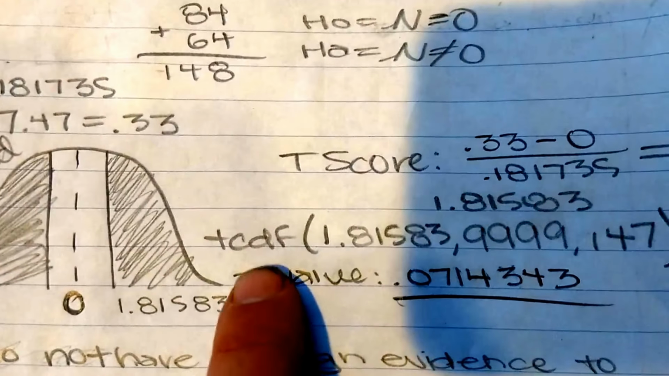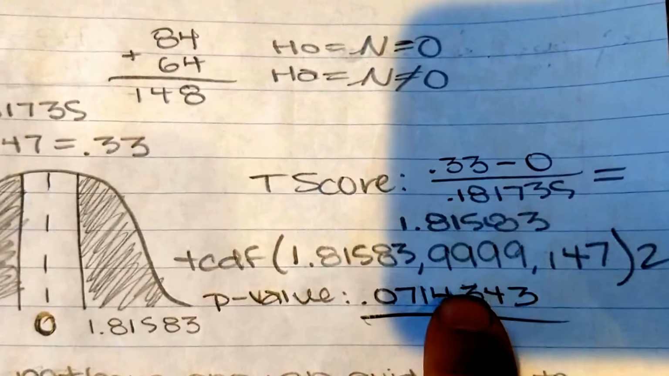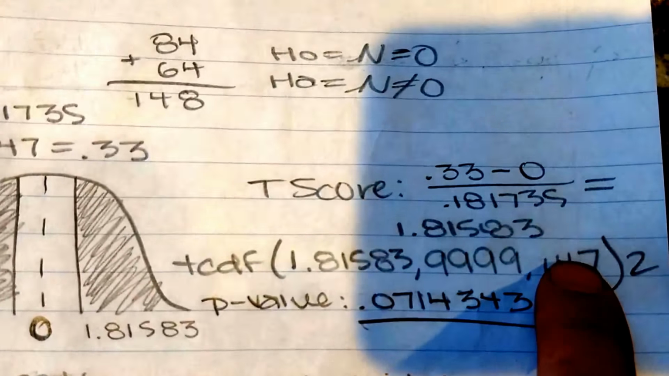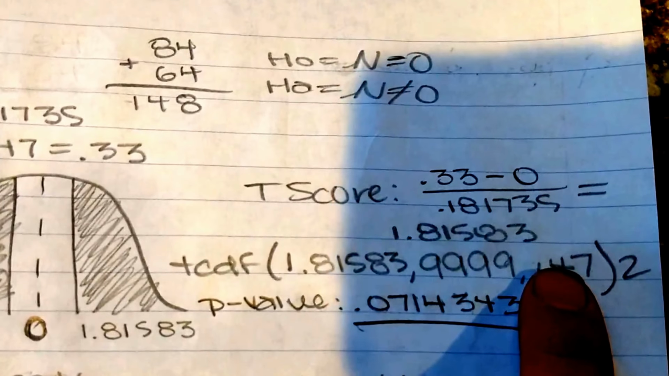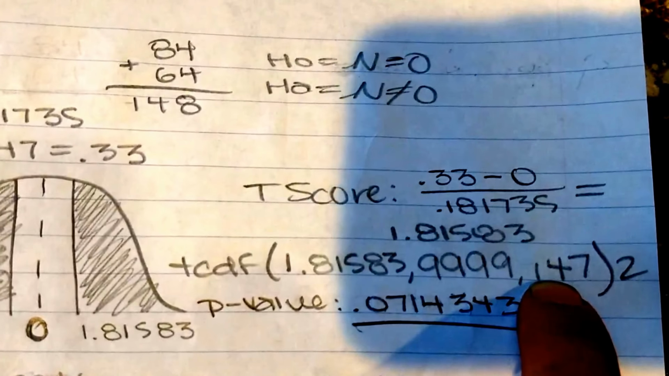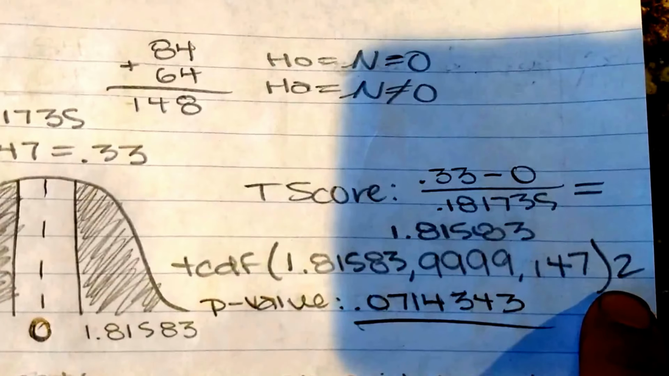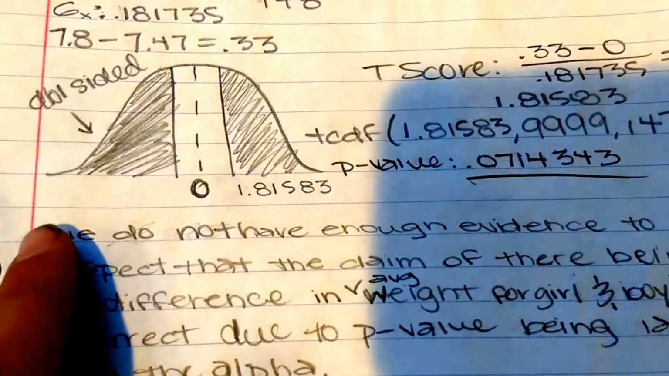So that's tcdf. Again, this is a t distribution because we're talking about means. 1.8, 99, where... all right, now here's the mistake. There's a little mistake here. The degrees of freedom is going to be the smaller sample minus 1. So it should have been 63 here, times 2. Right? And that gives us about 0.07, which is above 0.05.